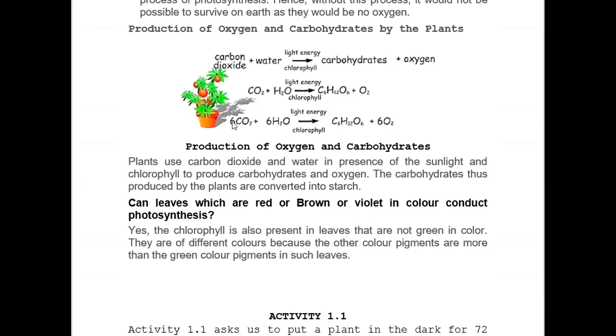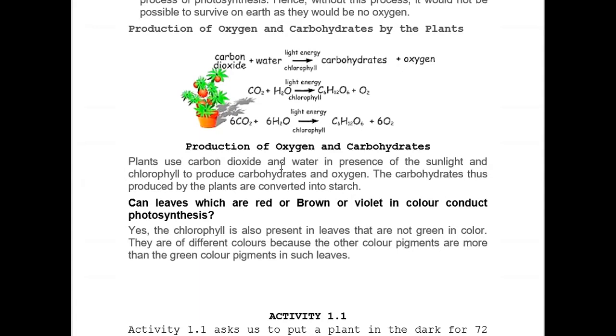Now here you can see that the same chemical equation or reaction is written over here. This is known as a balanced equation. Here, 6 molecules of carbon dioxide react with 6 molecules of water to produce 1 molecule of glucose and 6 molecules of oxygen. Plants use carbon dioxide and water in presence of sunlight and chlorophyll to produce carbohydrates and oxygen. Instead of carbohydrate, you can use the word glucose. Some people also use the word sugar, but I would suggest that you use the word glucose.